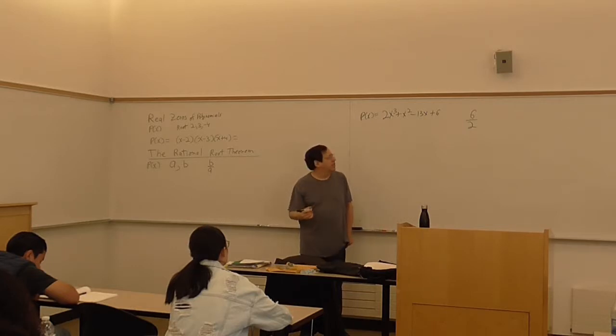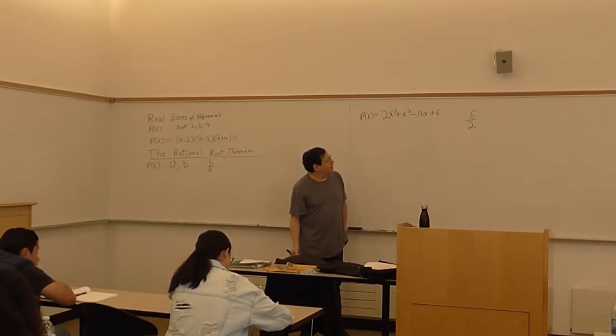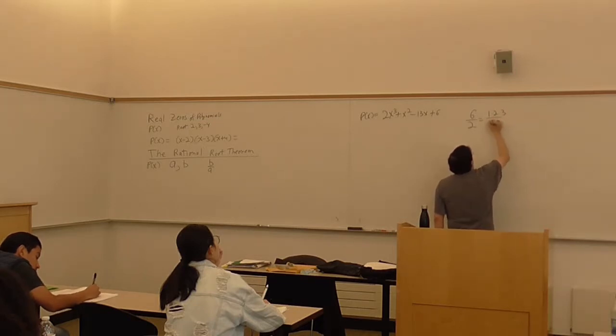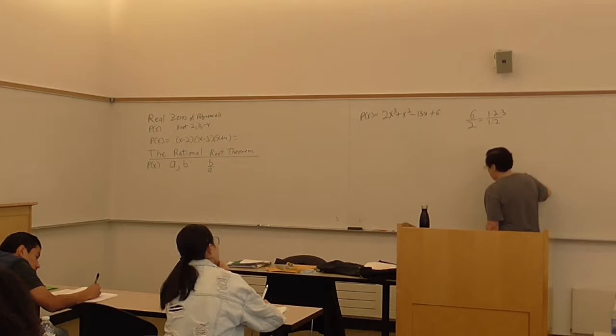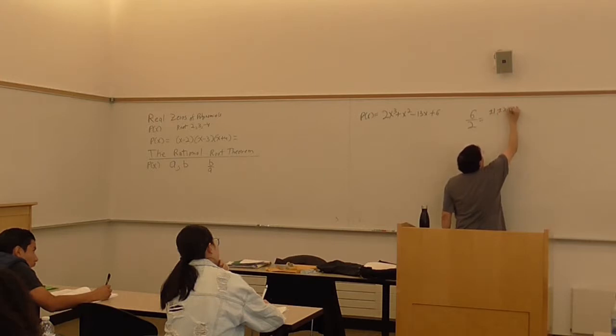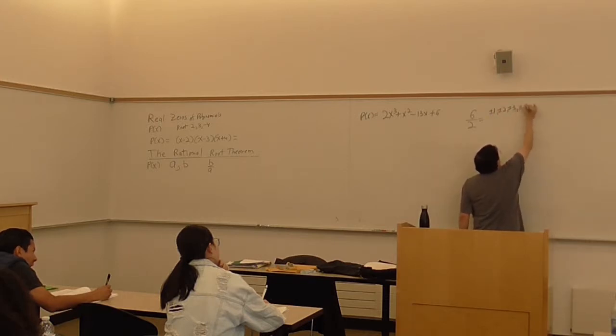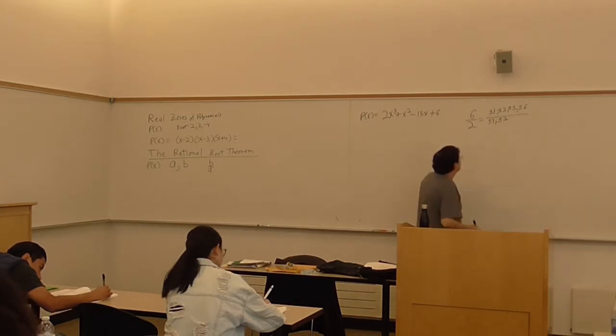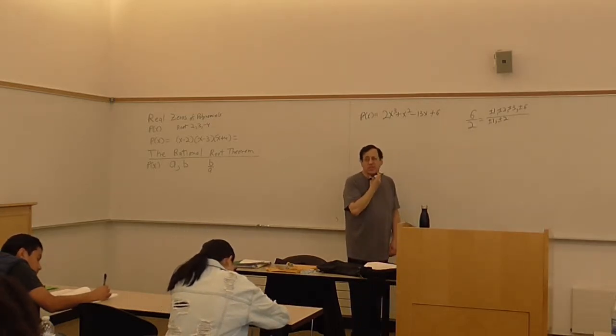We have to look at all possible factors of that. So 6 is 1 times 2 times 3, and 2 is 1 times 2. That's not really what I want to write. What I really want to write is, what are the factors of 6? Well, there's plus or minus 1, plus or minus 2, plus or minus 3, and plus or minus 6. And 2 has factors plus or minus 1, plus or minus 2. A lot of combinations here.